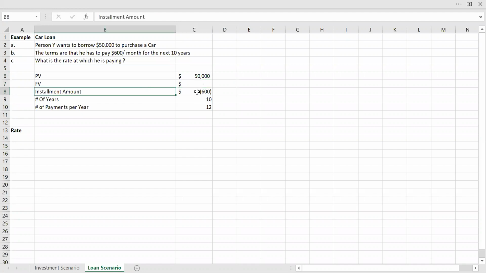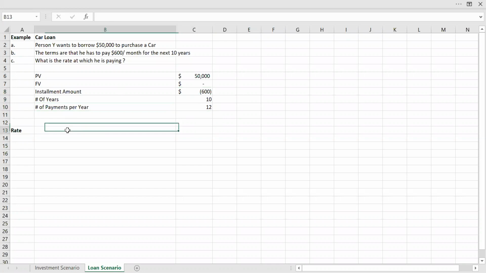And installment amount, and if you read the terms, he has to pay $600 every month for the next 10 years. So it's in negative because it's a cash outflow, and he has to make the payment for next 10 years. And that's the reason it's 10 years. And number of payments per year. So he's doing a monthly payment every month for the next 10 years. So that's 12 payments per year. So by paying $600, what is the rate being charged?